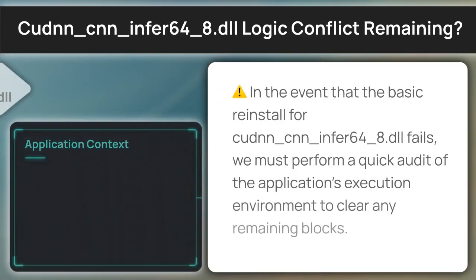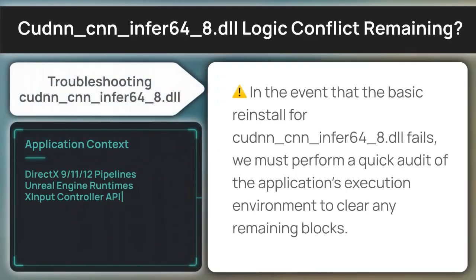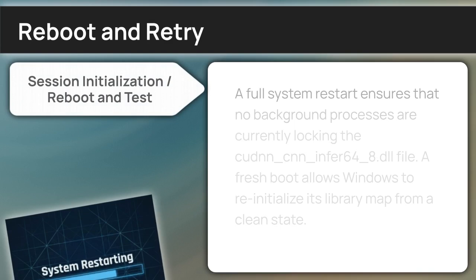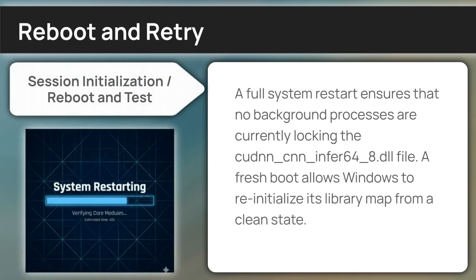Should the file remain missing after a reinstall, we need to ensure that the operating system is forced to re-index its shared library paths. A standard reboot clears out temporary memory conflicts and gives the Windows loader another chance to properly register the CUDNN CNN inference component during startup.